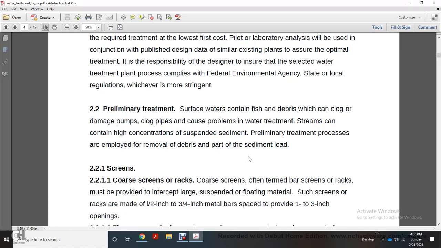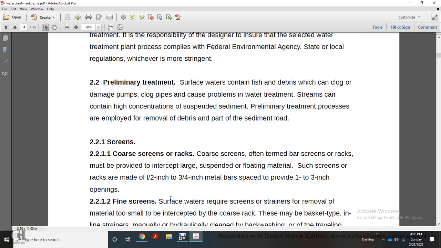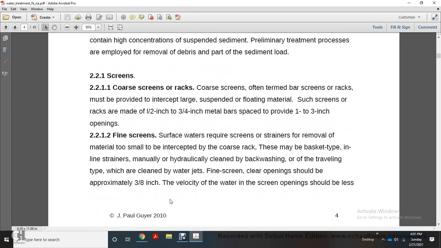Alright, screens. Coarse screens, also termed bar screens or racks, must be provided to intercept large suspended floating material. Screens or racks are made of 1/2 inch or 3/4 inch metal bars spaced to provide 1 to 3 inch openings. Fine screens for surface water are required to remove smaller material that passes the coarse rack, and may be basket type inline strainers cleaned manually or hydraulically by backwashing, or traveling type screens cleaned by water jets.